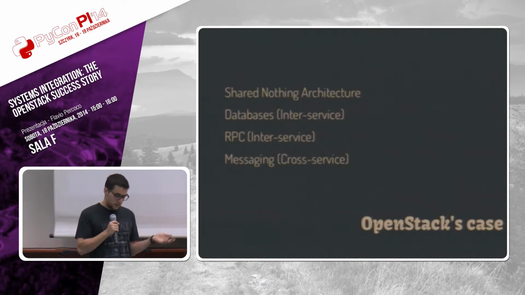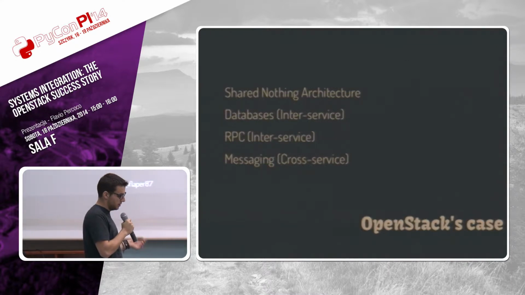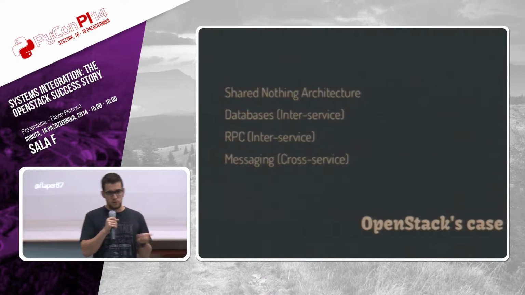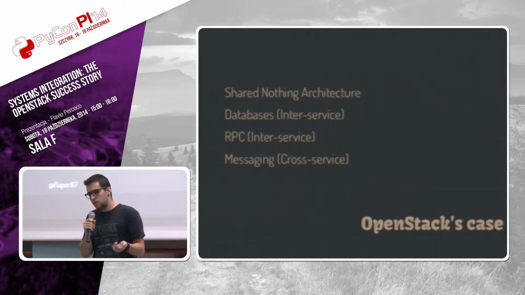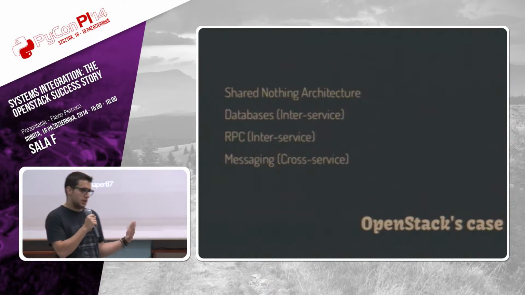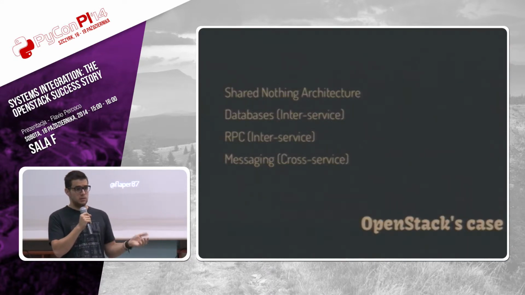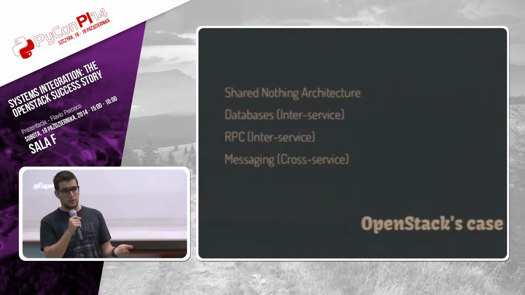So we use the database for inter-service communication. We use RPC for inter-service communication. Like I said, Nova API will send an RPC request to Nova Compute, and Nova Compute will process it. And we use messaging for notifications. Every time one of the services does something, it will send a notification without expecting anyone to process it. It will just say, hey, we did this. And if someone is interested, they will consume that notification.